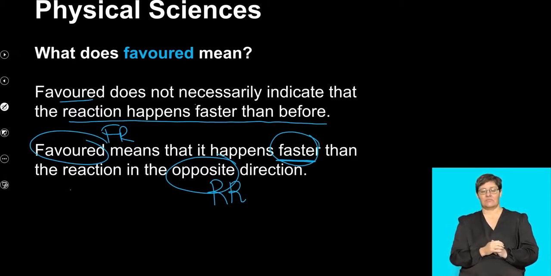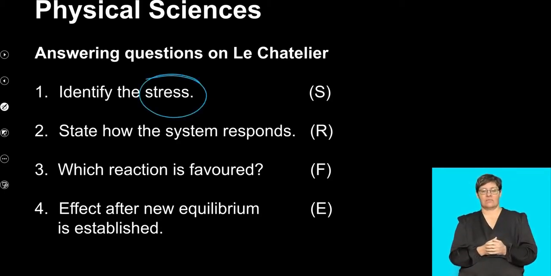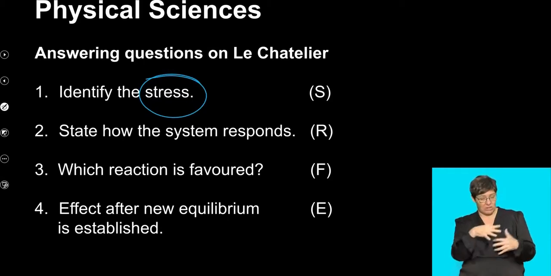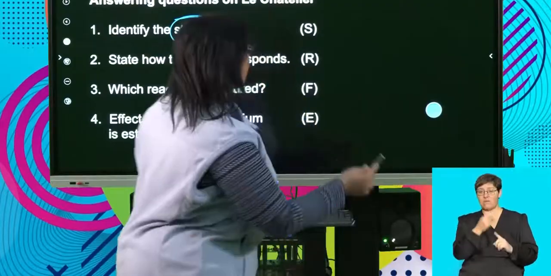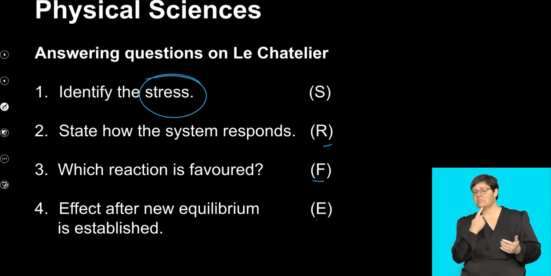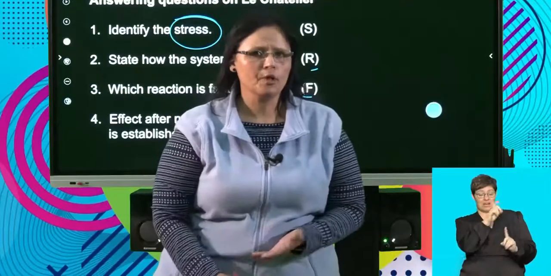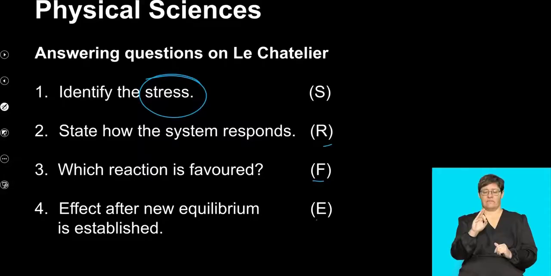Right. Just to go on again, answering questions on Le Chatelier, the first thing, as I said, is to identify the stress. When we know the stress, then we look at the response from Le Chatelier, which we call the R. Then which reaction is favored, we will use an F to remind us, and then the effect after the new equilibrium is established is our E. So when we answer questions on Le Chatelier or equilibrium, we will use the SRFE method: S-R-F-E.